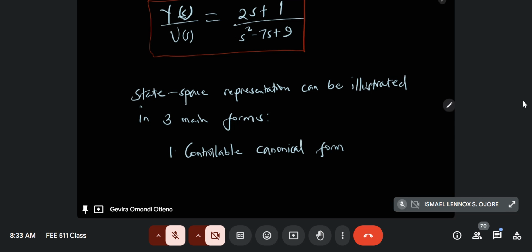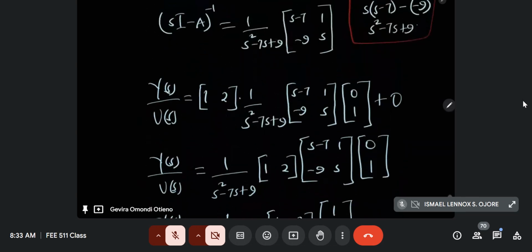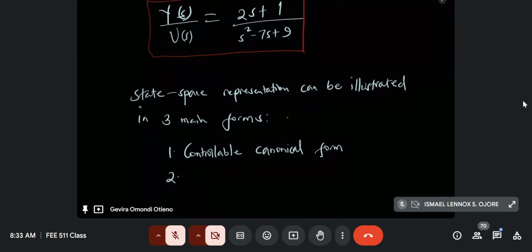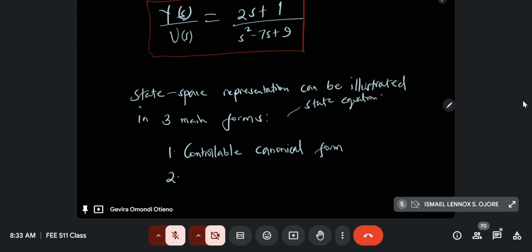Please note that these forms do not take away the structure, the basic way in which we represent state space, meaning state space representation is known to have state equations and output equation. The structure remains the same. You must always have a state equation and the output equation. However, there are three forms of representing these, and that's what I'm showing you here. The first one is the controllable canonical form.